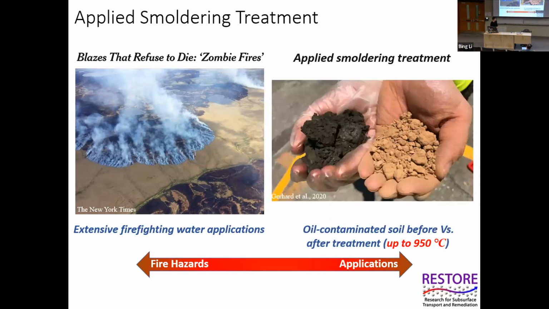Here is a photo comparing the oil contaminated soil before and after the smoldering treatment. As you can see, all contaminants are removed by the very high temperature from the smoldering treatment.